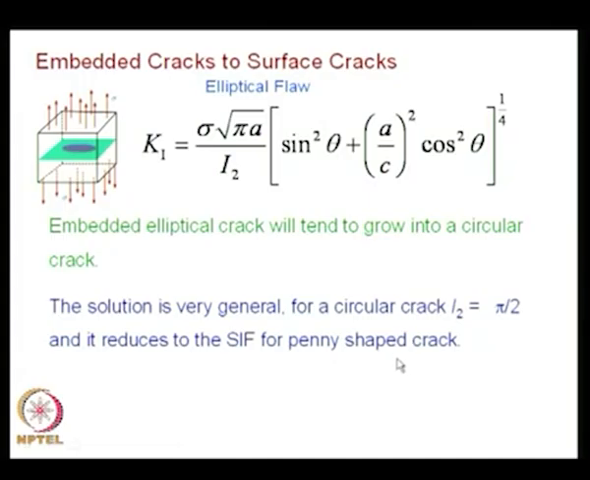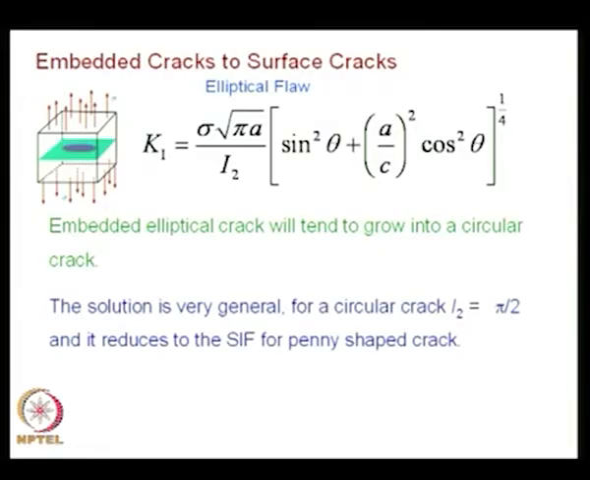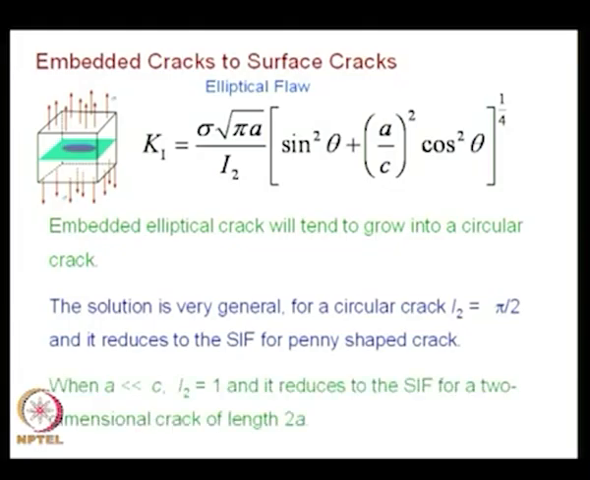So, you have a generic solution, you simplify it, it reduces to a particular solution. They have looked at it for an elliptical crack to a circular crack. They have also looked at when a is much less than c, I2 becomes 1, and it reduces to the SIF for a 2-dimensional crack of length 2a. So, what does this show? Whatever the result that we have got is internally consistent. We have not done any serious mathematical error, which is also supported by experimental observation.